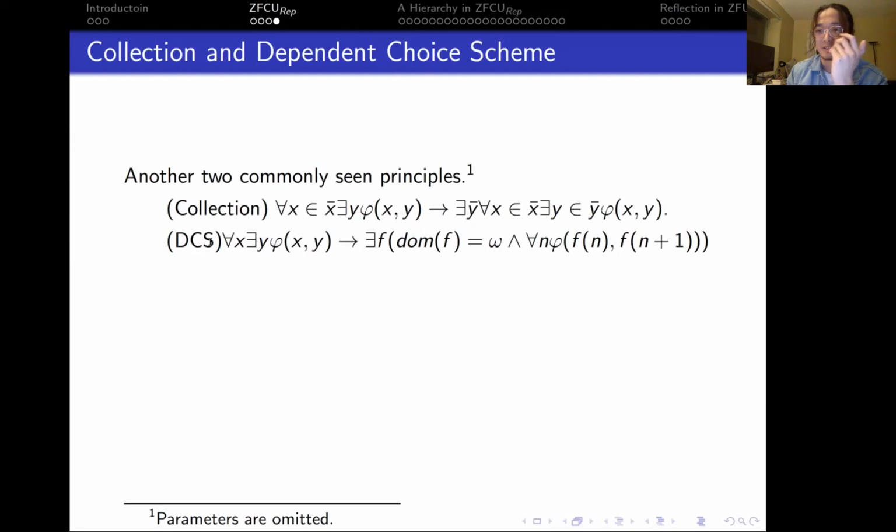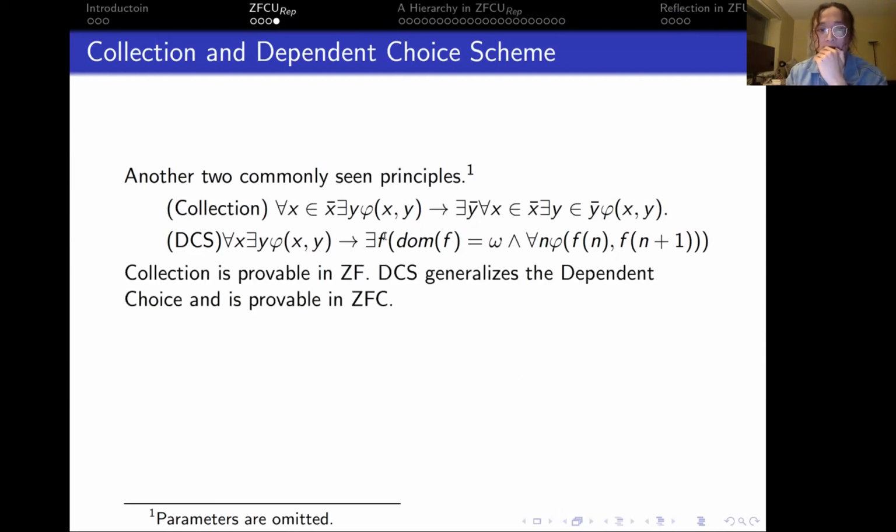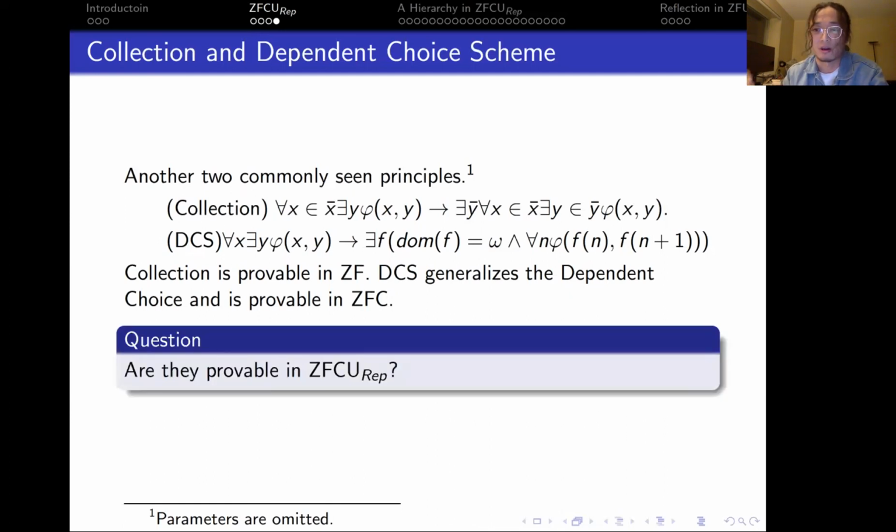And DCS is the dependent choice scheme. It says that if you have this phi relation, which doesn't have a terminal node, which is total, then you can have this infinite ascending chain. Collection is provable in ZF, and DCS is provable. So DCS generalizes the idea behind dependent choice, and it's provable in ZFC. So we can ask, are they also provable in ZFCU with replacement?